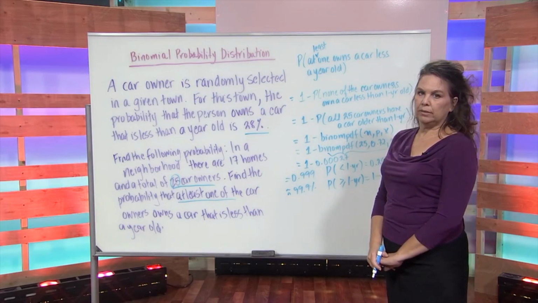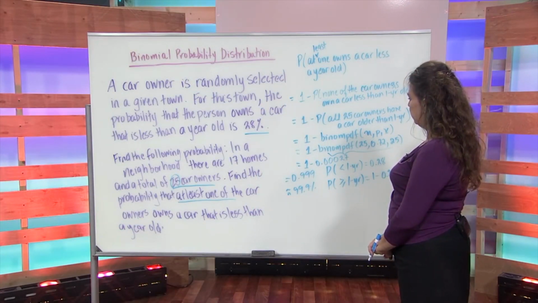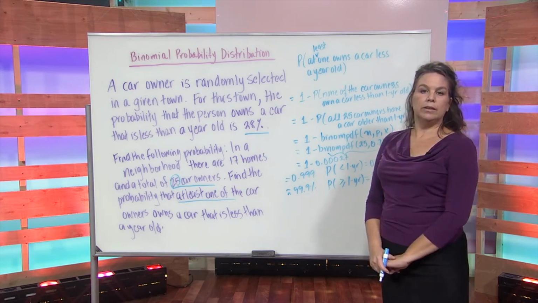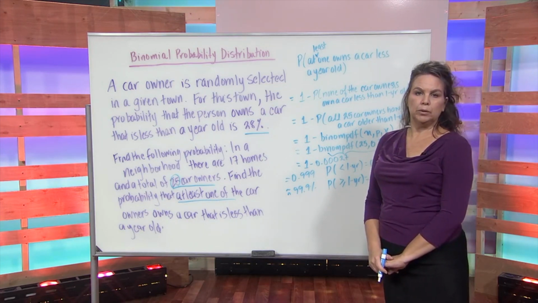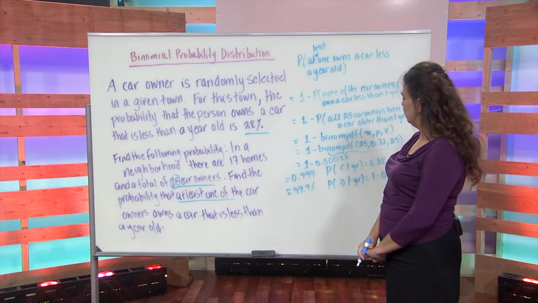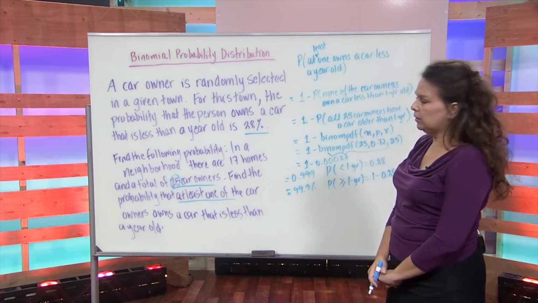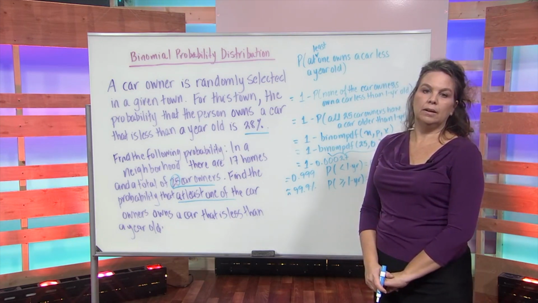So this is an example of an at least one problem, and we are using technology here. We have a video that shows you how to input this into your calculator if you need some help there. That final probability is 99.9%.